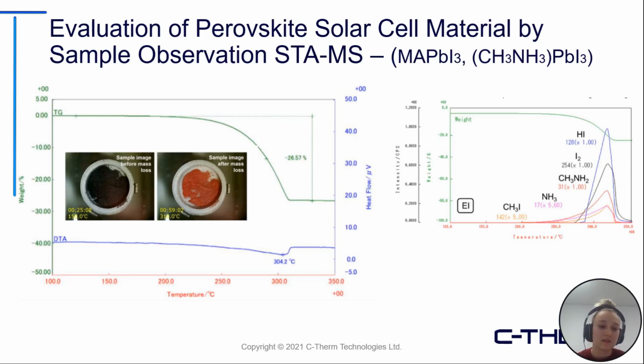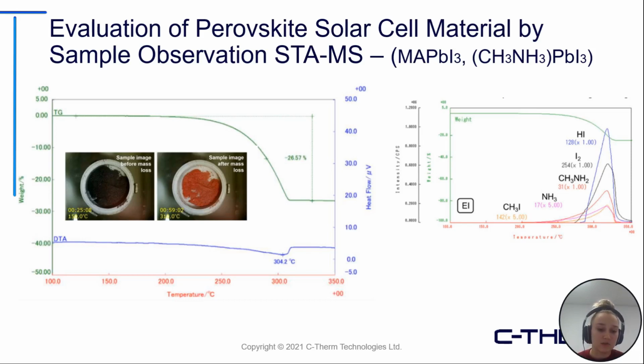So in this case, this is a lead methylammonium iodide, an intensifying agent, measured with the STA coupled with MS. So the powder was heated at 10 degrees C per minute from room temperature up to 350 degrees C in a helium atmosphere. And electron ionization was used in the MS ionization mode here.